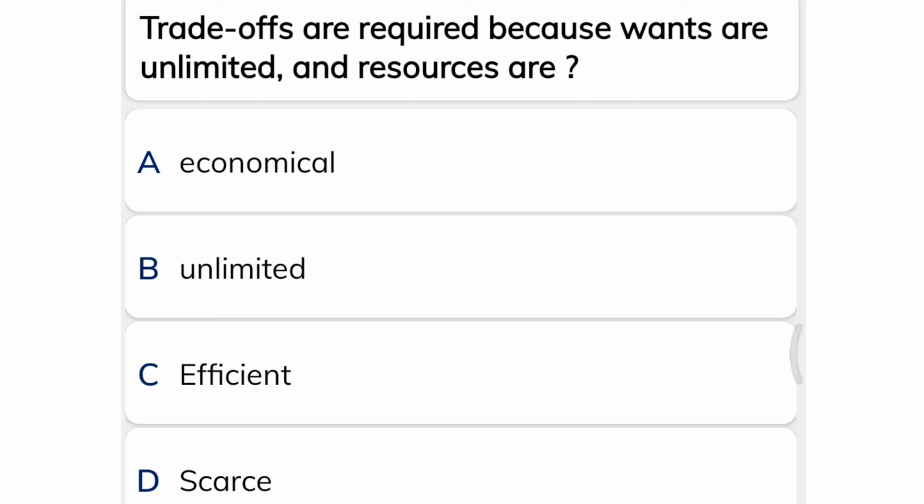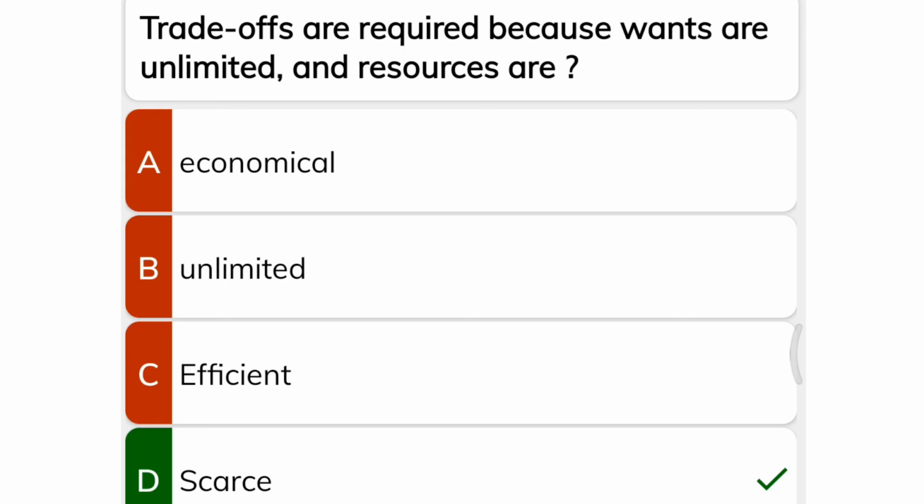Trade-offs are required because wants are unlimited and resources are option A, economical. Option B, unlimited. Option C, efficient. Option D, scarce. And the correct answer is option D.